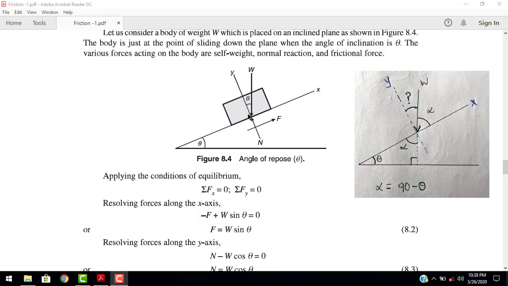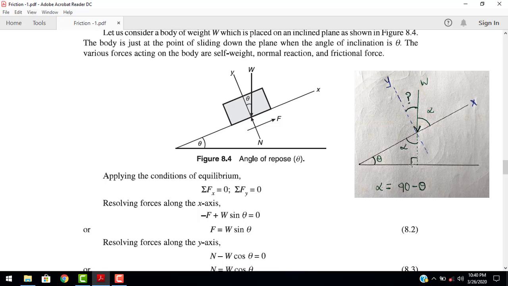So here if you observe, the angle between W, that is self weight, and the y-axis is mentioned as theta, which is equal to the angle of repose. So how is this occurring? Okay, I would like to explain this with the figure on the right hand side. If you observe here, we know that the angle between the horizontal plane and this inclined plane is theta. So I have extended this self weight line so that it touches the horizontal line over here. As it is perpendicular, this will be equal to 90 degrees.